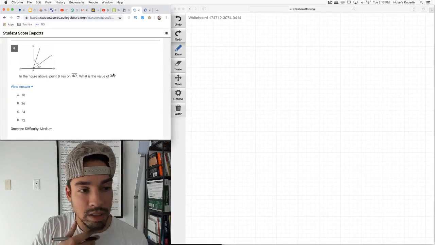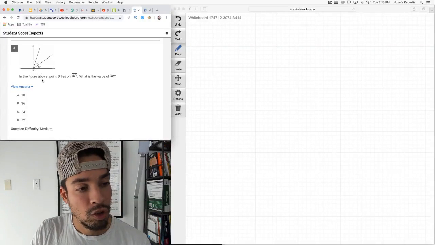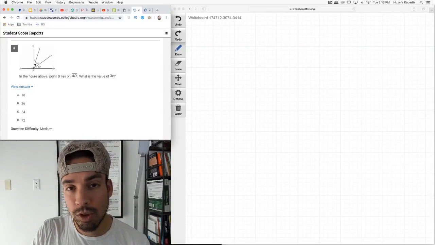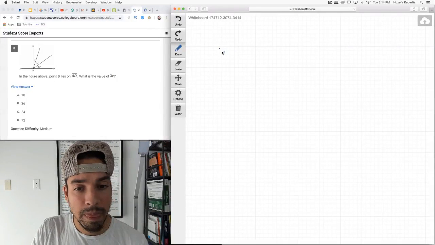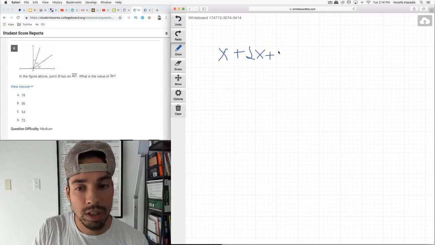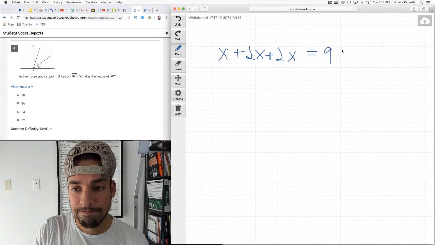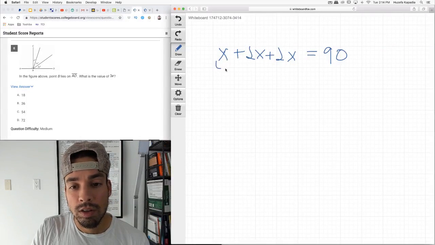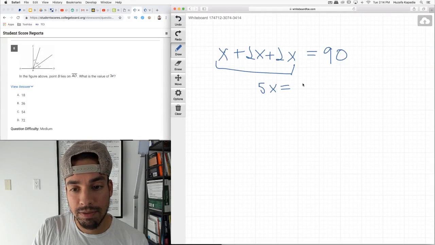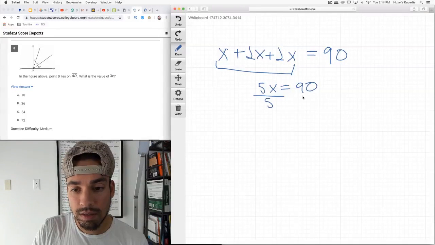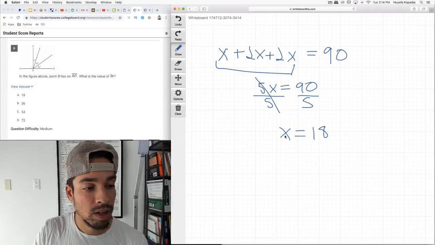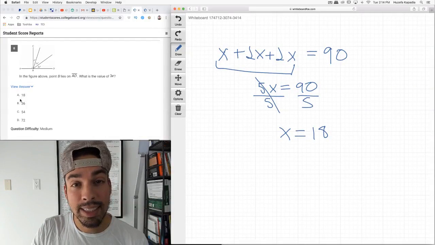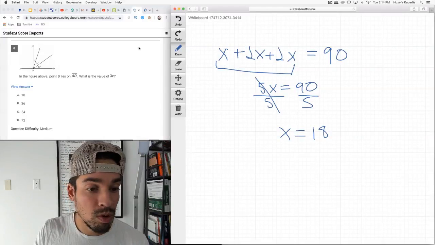All right, what is the value of 3x? You should be able to quickly observe from your studying of geometry that if this is 90, all of these three have to be 90, which means set up an equation: x plus 2x plus 2x equals 90, right? So add these up and we get 5x equals 90. Divide by 5, divide by 5. X equals 18, okay?